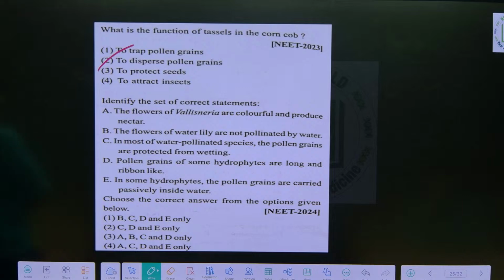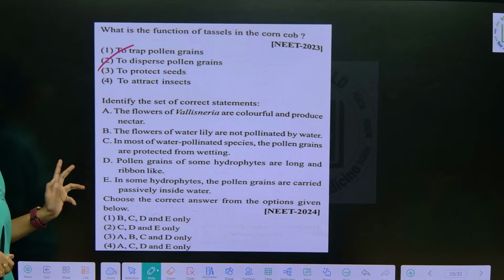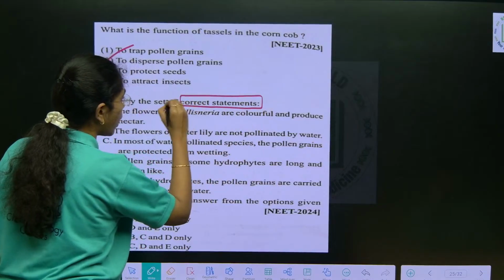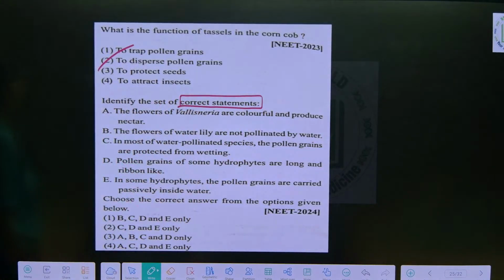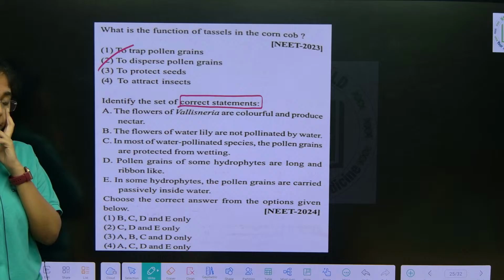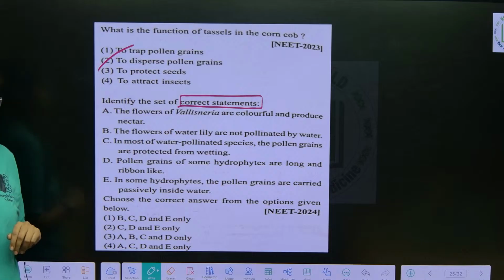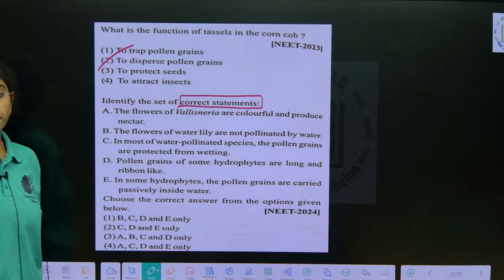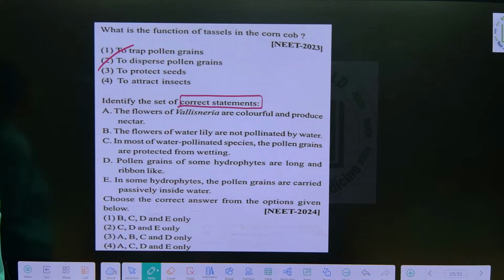Statement based, see. Whenever statement based questions are given, first hold on and look into whether he is asking you to identify correct or incorrect statements. Then you go for answering the question. Ma'am, D is wrong. Pollen grains of some hydrophytes? How come D is wrong? Remember hypohydrophily? Pollen grains.